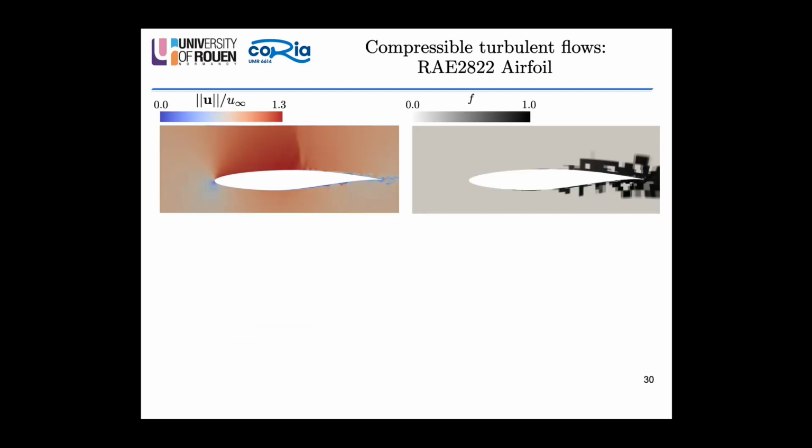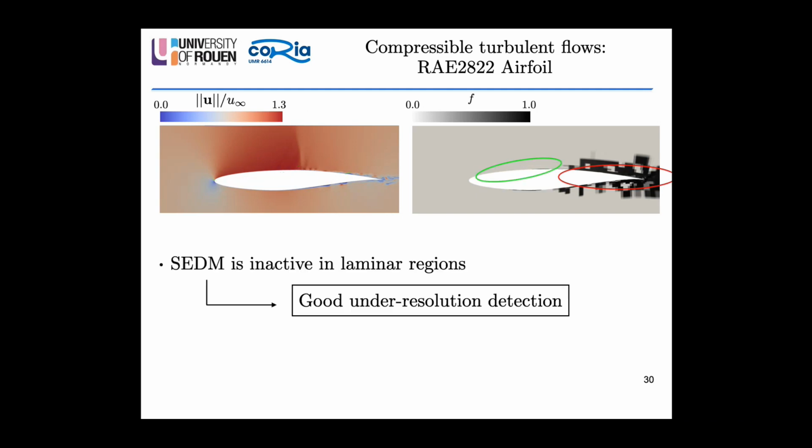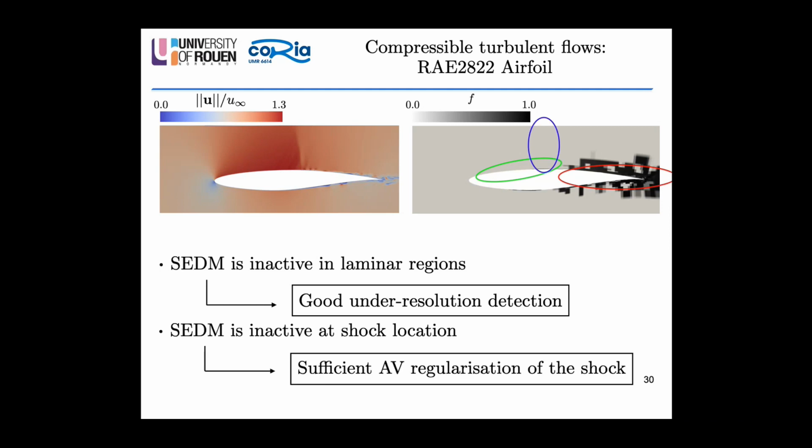We can do essentially the same thing for the transonic airfoil, where we notice once again that the model is essentially active in the wake and inactive in the laminar part of the flow, which gives again a good under-resolution detection. And as a new thing, it's interesting to notice that it's inactive close to the shock, meaning that the bulk artificial viscosity is enough to regularize the shock, and there's no need of additional shear viscosity, or eddy viscosity.